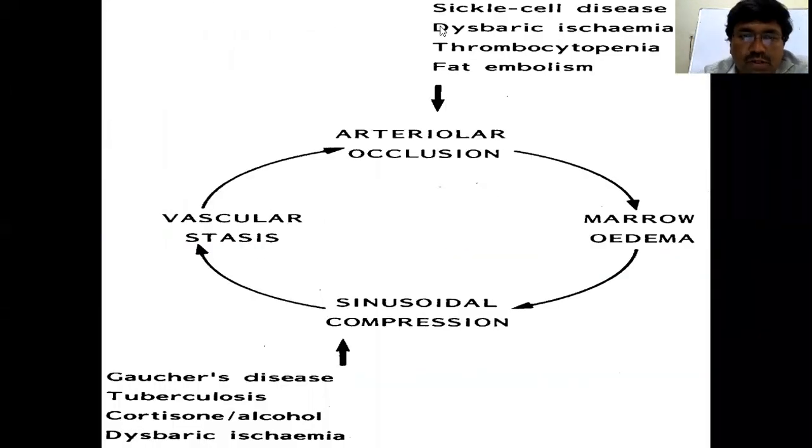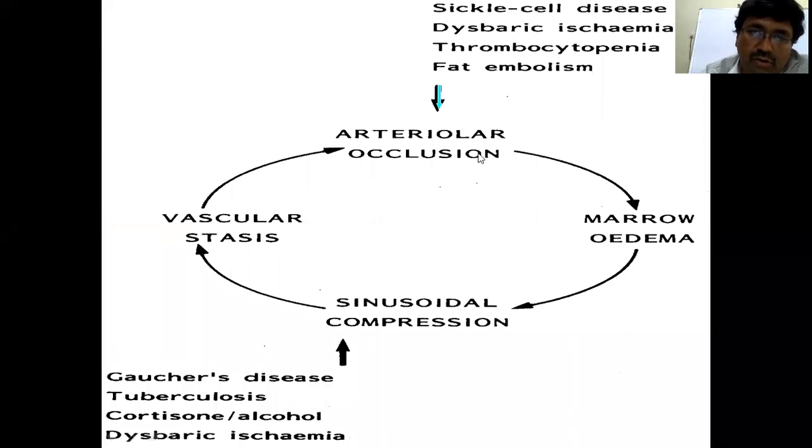So this is the important cycle. All the Gauchers, tuberculosis, cortisone, and they cause sinusoidal compression. Once there is sinusoidal compression, there is decreased blood flow. And once there is decreased blood flow, hypoxemia induces arterial occlusion.